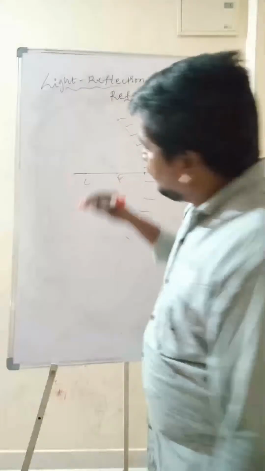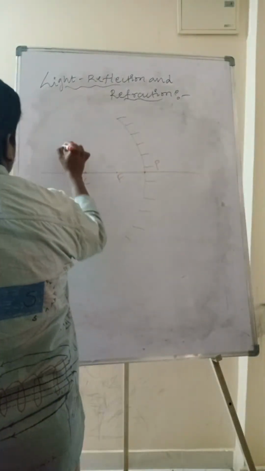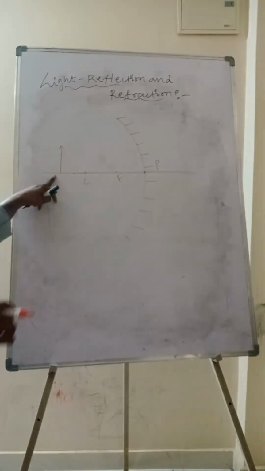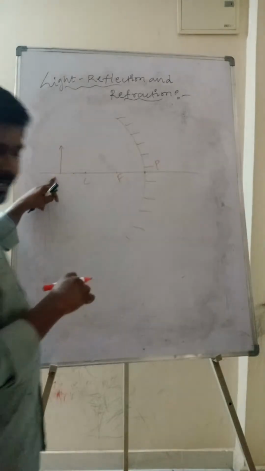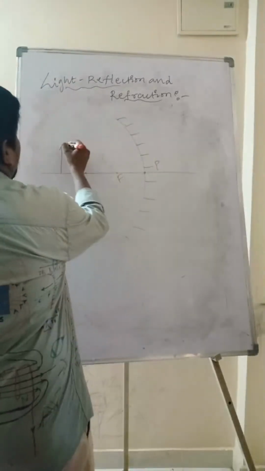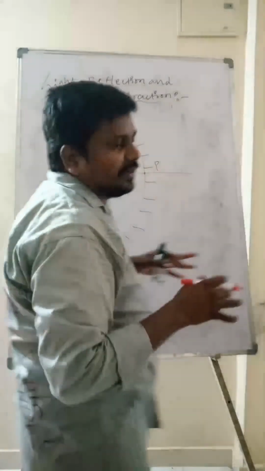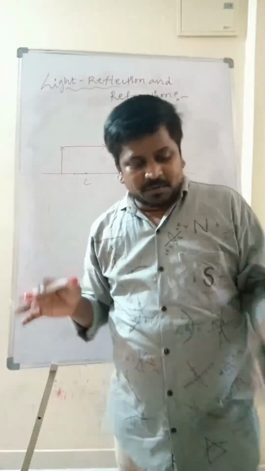One light ray I am taking. The object is placed beyond the center of curvature. One light ray I am considering like this. How many light rays are required to form the image of the object? Minimum 2 light rays are required.